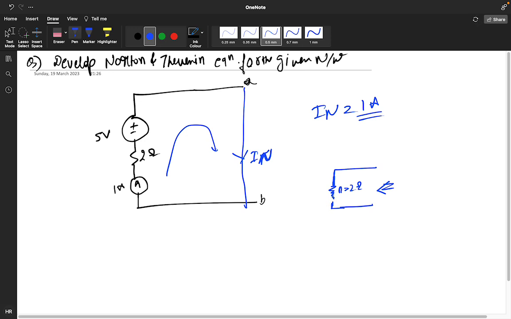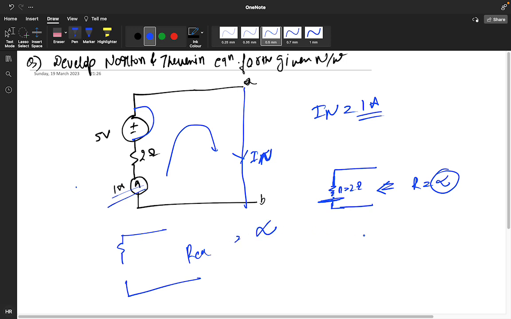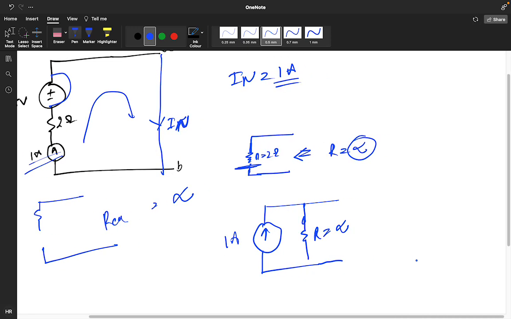So we will get a circuit like this. So what is the R equivalent? Infinite, because it is open. This is a current source, that's why it gets open, and this will get short circuited. So if it gets open, the circuit will be something like this. So what is the R equivalent? Infinite. So how much will your equivalent Norton be? 1 ampere, and R is equal to infinite. Okay, so we developed the Norton equivalent.